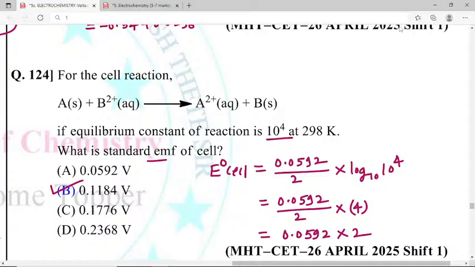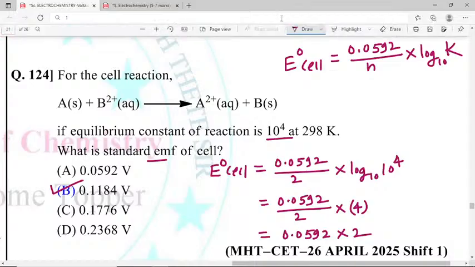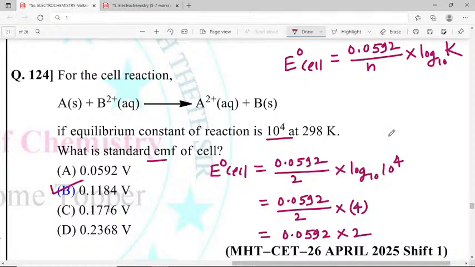So what is the formula here? Formula is E naught cell is equal to 0.0592 divided by n into log to the base 10 of the K. K is the equilibrium constant. So equilibrium constant 10 to power 4. So 4 multiplied by log 10 to the base 10. Okay, next question.